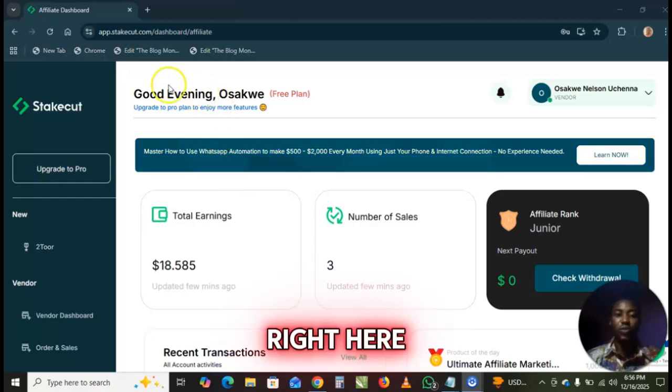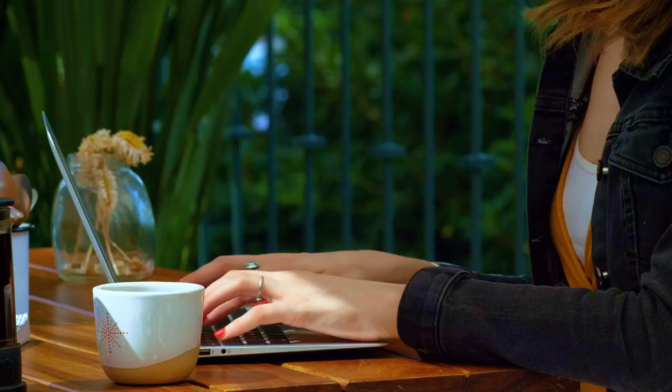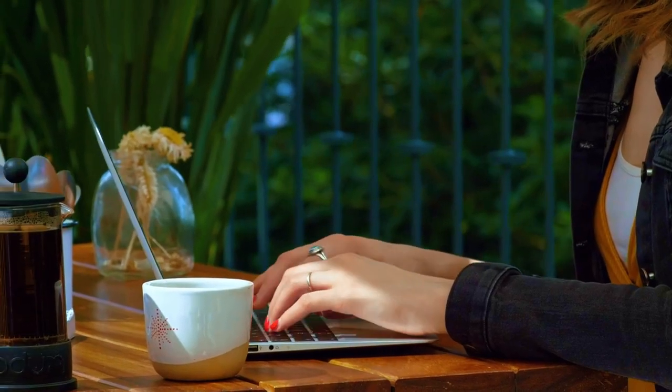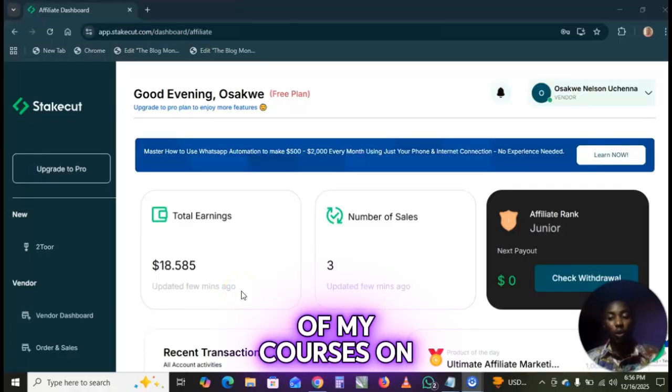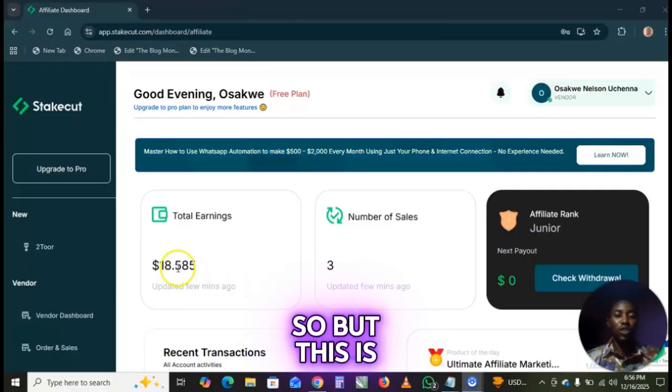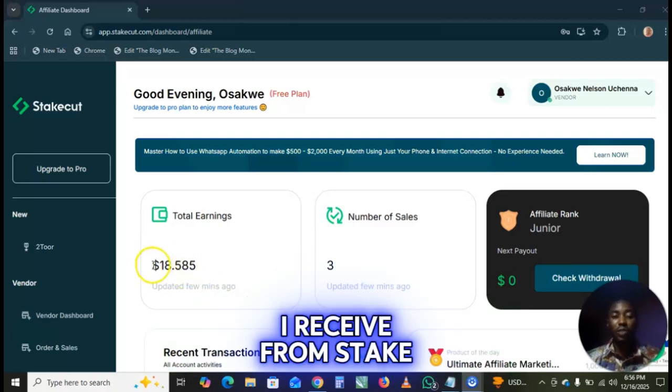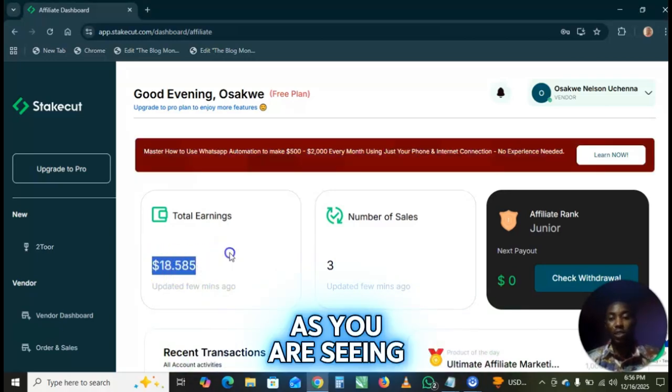As you can see on the screen right here, this is my account on Stakecut. Though I've not been active on Stakecut, I'm a vendor also on Stakecut. I recently listed one of my courses on Stakecut. But this is just an affiliate commission I received from Stakecut, as you are seeing on the screen.